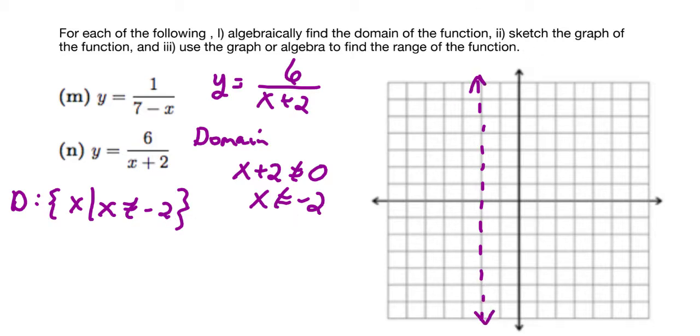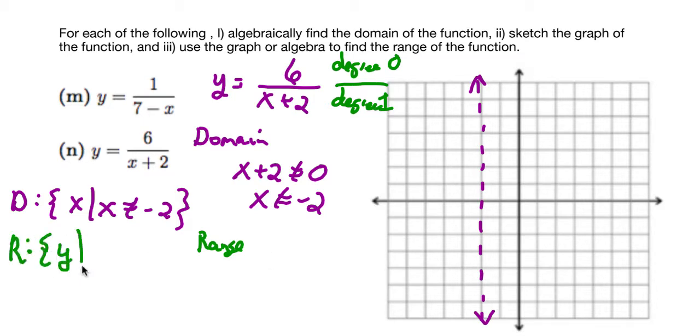Okay, to figure out our range, we look at the degree of the top divided by the degree of the bottom. So this is degree 0, and x plus 2 is a degree 1 expression. And so therefore my range is y such that y cannot equal 0. Then I use my graphing calculator to make a quick sketch, doing points on each side of the graph.